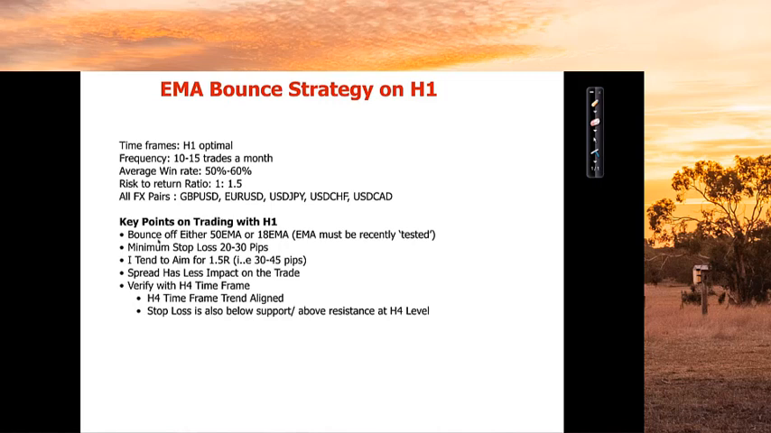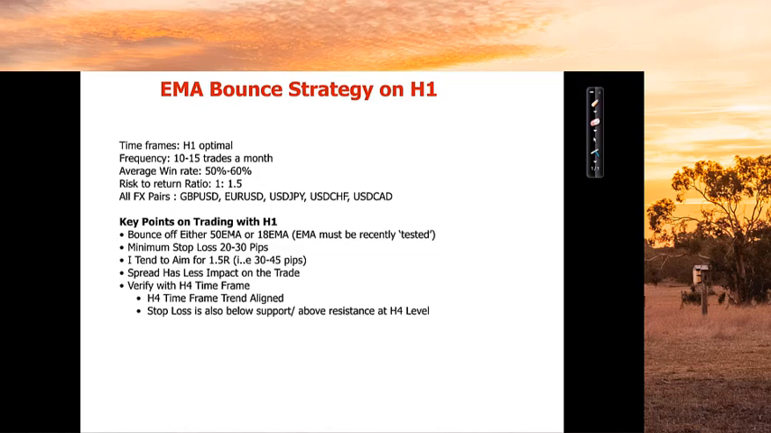Now recall that on the M15 time frame, we only trade the bounce when it bounces off the 50 moving average. But when I trade on the H1 time frame, I will take it if it bounces off either the 50 moving average or the 18 EMA. So either one is fine. But the important thing is that the EMA must have been recently tested before, to be a reliable support or resistance.